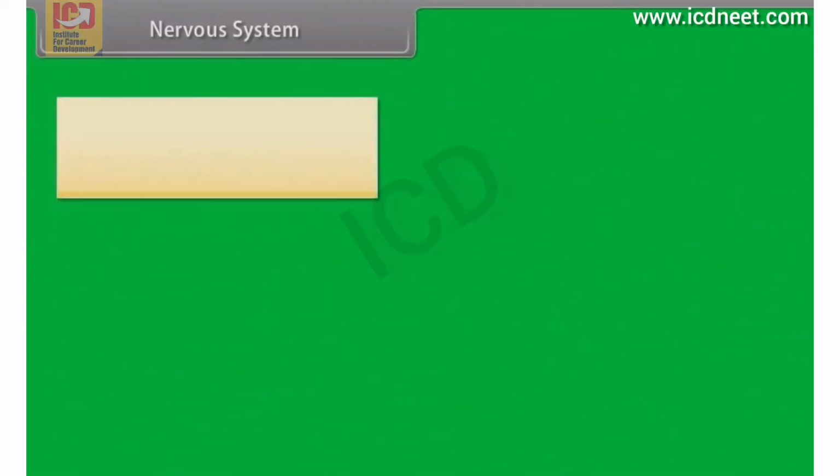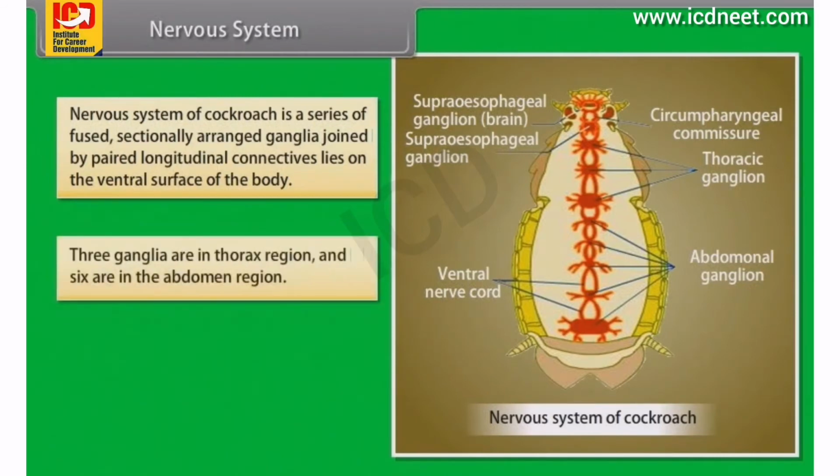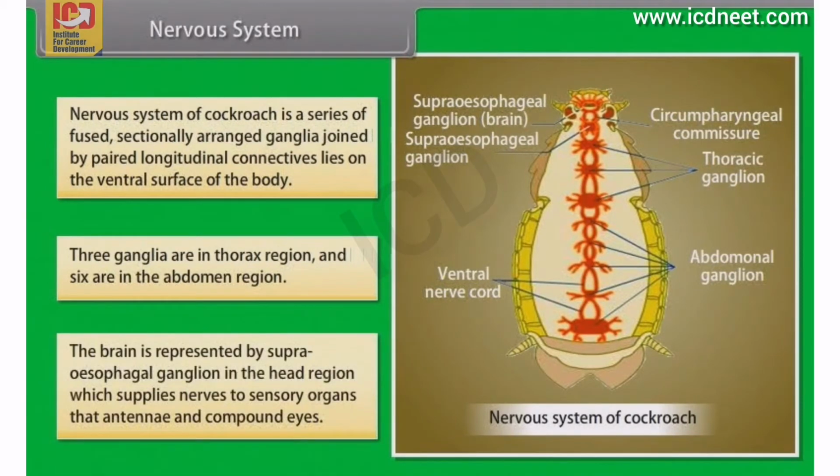Nervous System. The nervous system of the cockroach is a series of fused, segmentally arranged ganglia joined by paired longitudinal connectives, lying on the ventral surface of the body. 3 ganglia are in the thorax region and 6 are in the abdomen region. The brain is represented by the supraoesophageal ganglion in the head region, which supplies nerves to the sensory organs, the antennae and compound eyes.